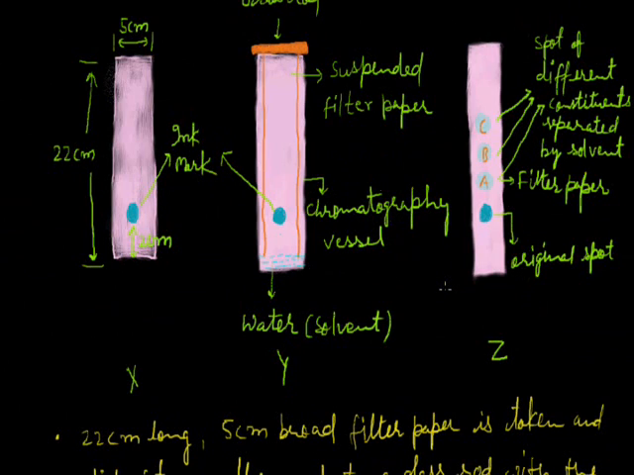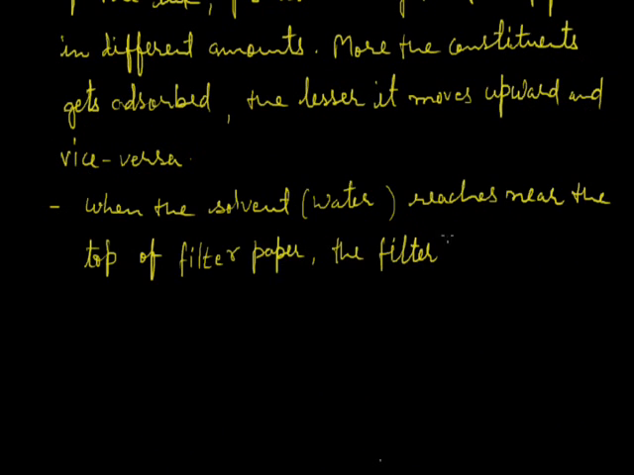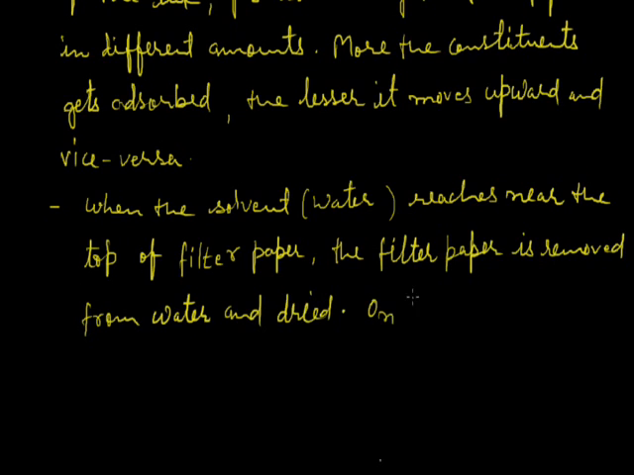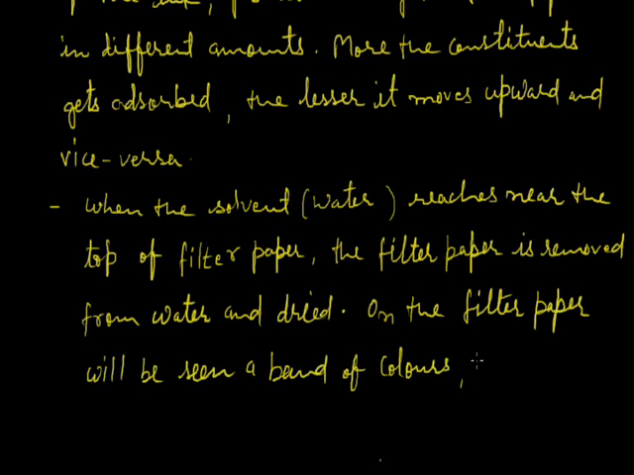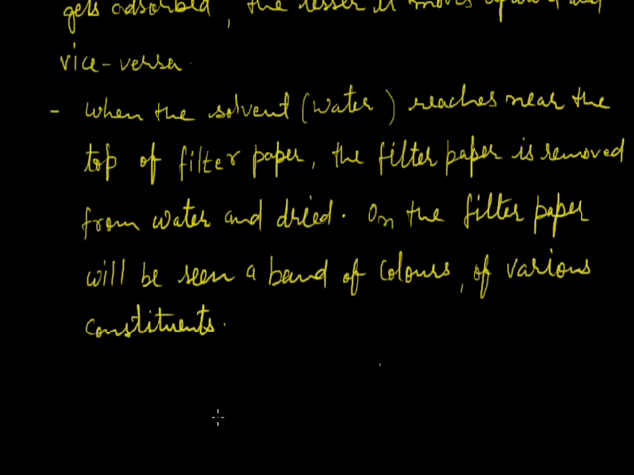When the solvent, that is water, reaches near the top of the filter paper, the filter paper is removed from the water and dried. On the filter paper will be seen a band of colors of various constituents as shown in diagram Z with constituents A, B and C. These are various constituents of the blue ink present in the original spot. A filter paper with separated bands of various constituents of a colored substance is called a chromatogram.